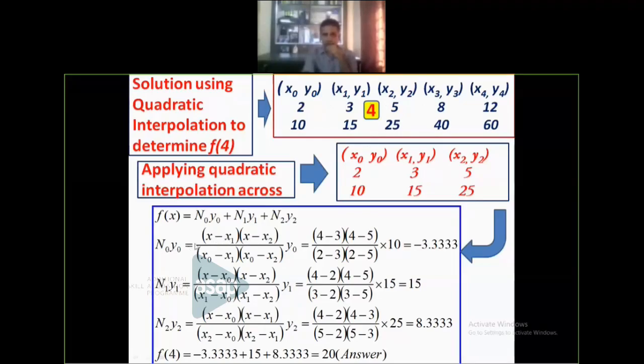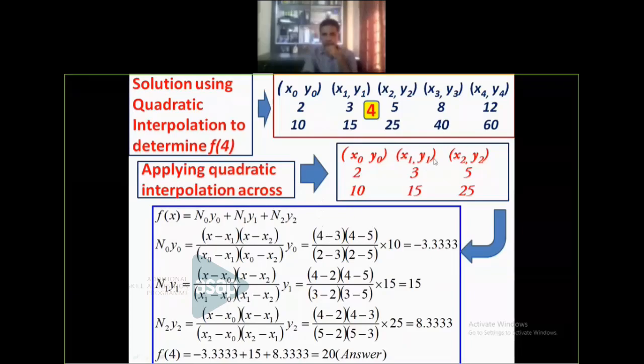So your n0 will be (x minus x1) into (x minus x2), with x0, x1, x2. So (x minus x1) into (x minus x2) divided by (x0 minus x1)(x0 minus x2) into y0. How can you apply this here? Here also, x is 4, because the required value of x that you want is 4. So you're taking x as 4.